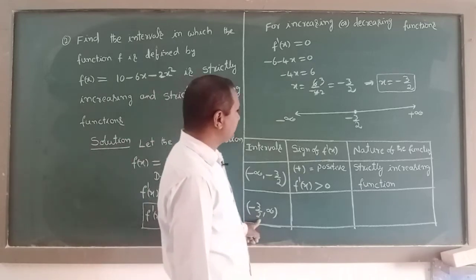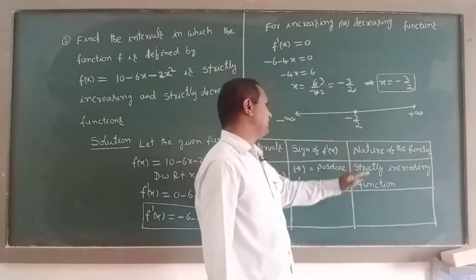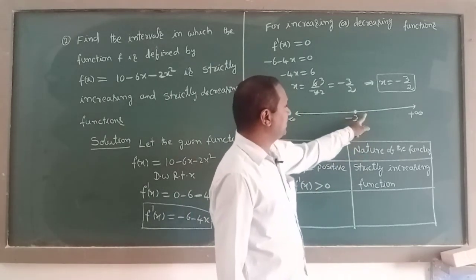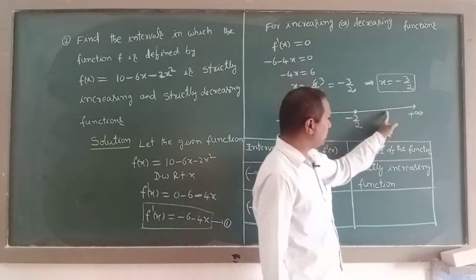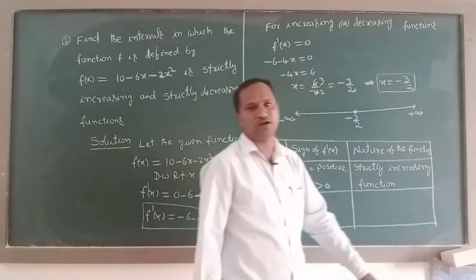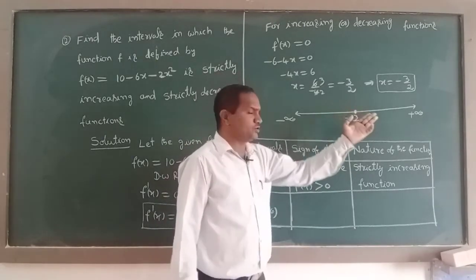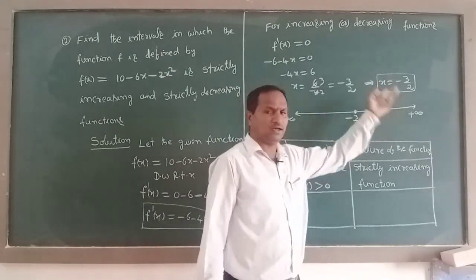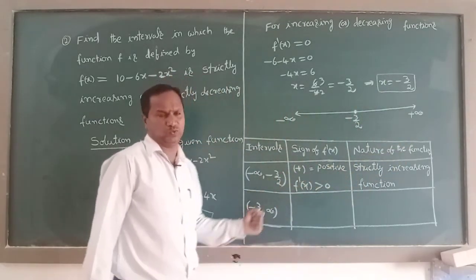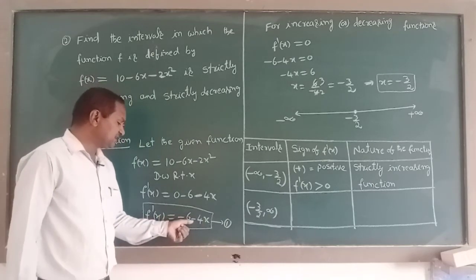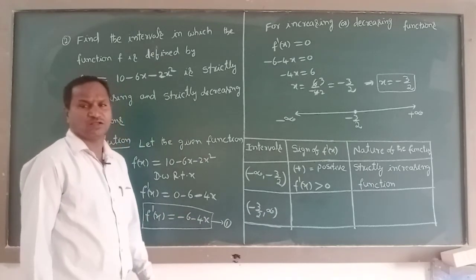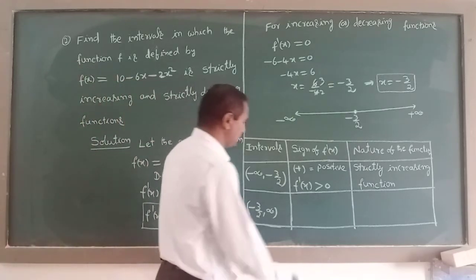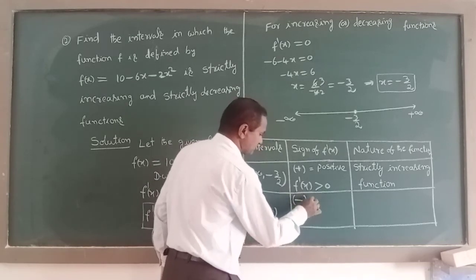Minus 3 by 2 comma infinity means after minus 3 by 2, after minus 1.5 comes minus 1, 0, 1, 2, 3, 4, and so on. As you wish, you can select any one number in that interval. I am going to select 0. If you substitute here, minus 6 minus 4 into 0, that is 0 minus 6, which is minus 6. Minus 6 means the negative symbol will come here.